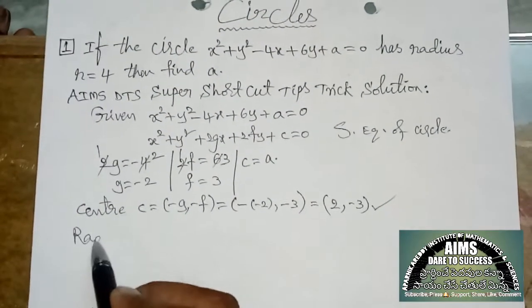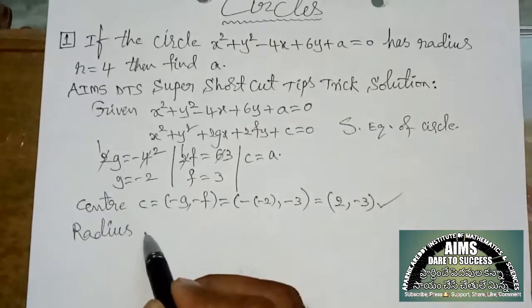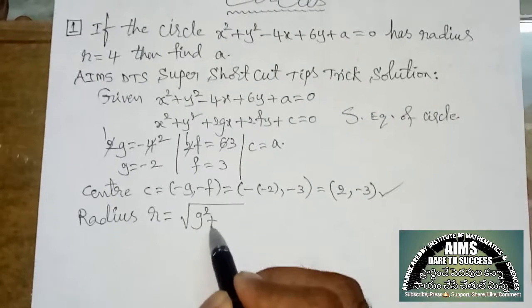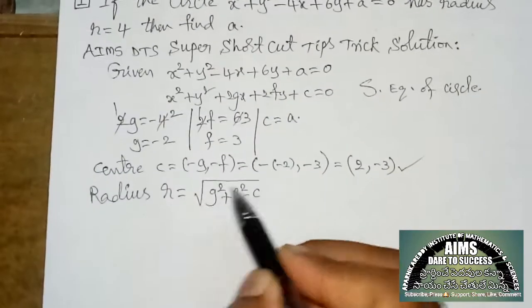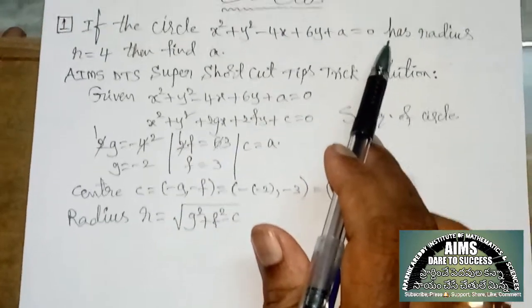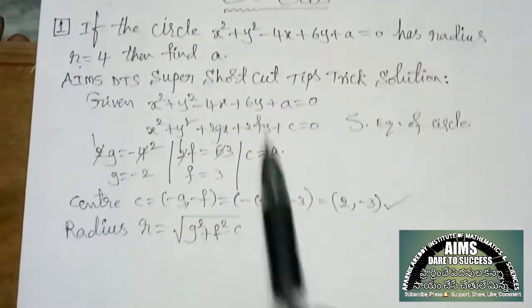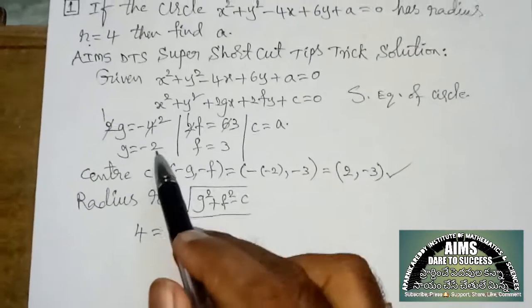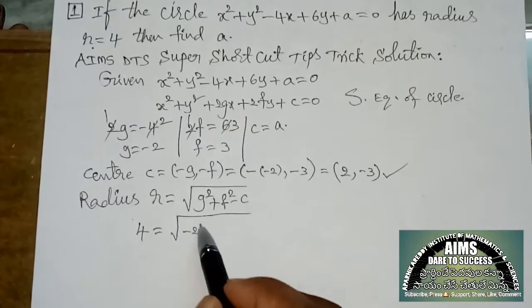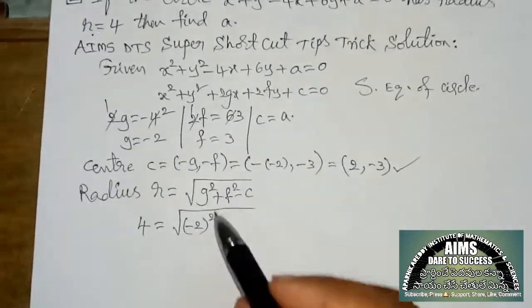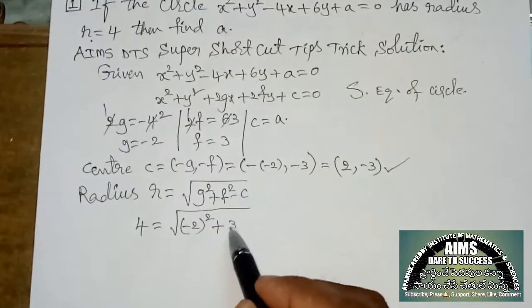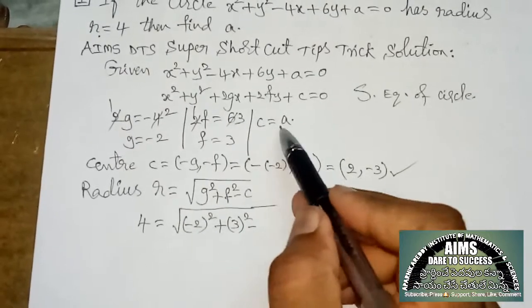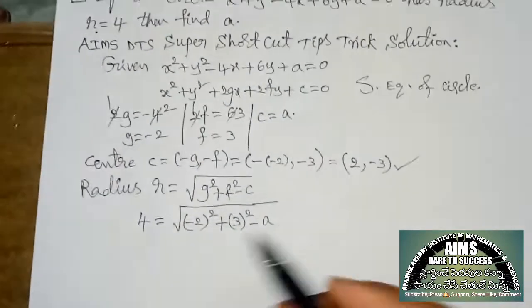And next I want to find the radius. Radius r is equal to under root of g square plus f square minus c. According to our question the radius value is 4. So 4 equal to under root of g square, g value is minus 2, so minus 2 whole square, plus f square, f value is 3, so 3 square, minus c. What is the value of c? c is a, so minus c is minus a.